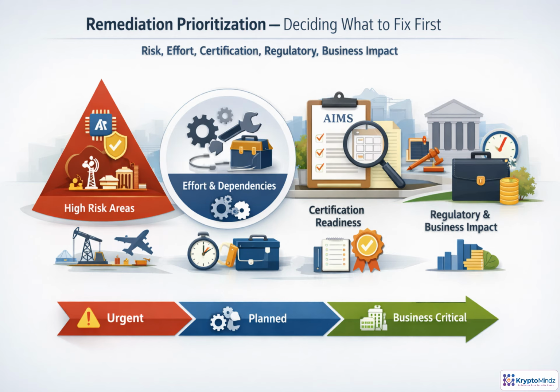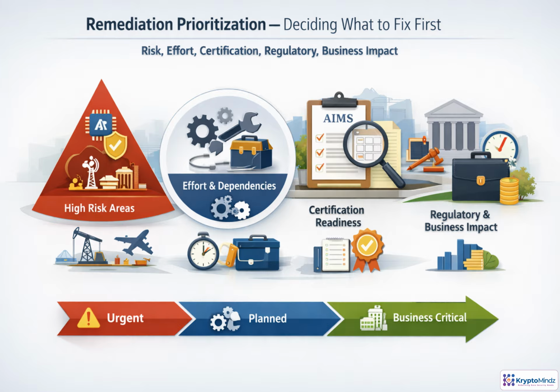Remediation is not about fixing everything at once. It is about sequencing work so the biggest exposures shrink first. Start with gaps that combine high risk and strong certification impact, especially in regulated, safety-critical, or customer-facing AI systems. Then consider effort, dependencies, tooling, process changes, and whether teams can realistically execute.